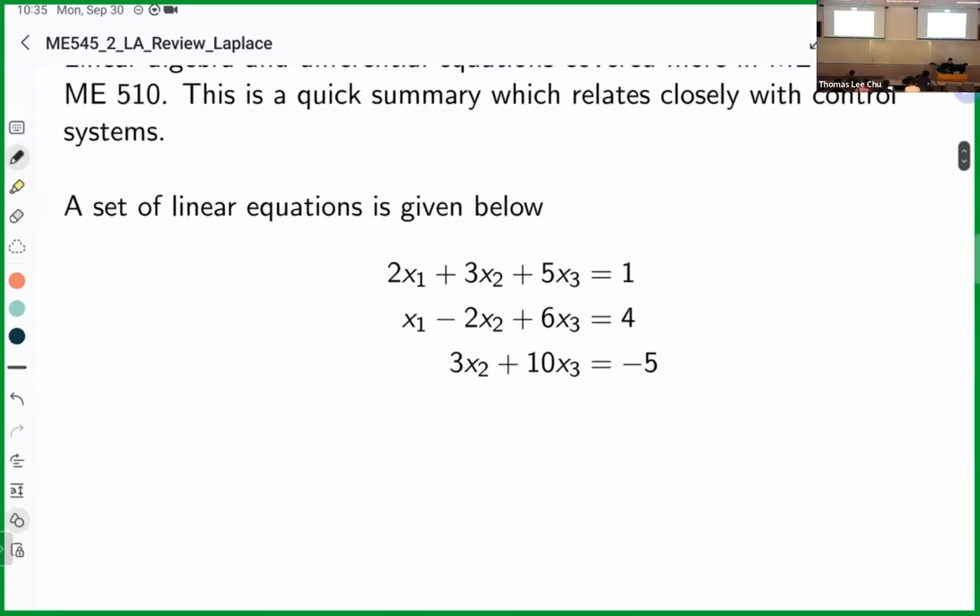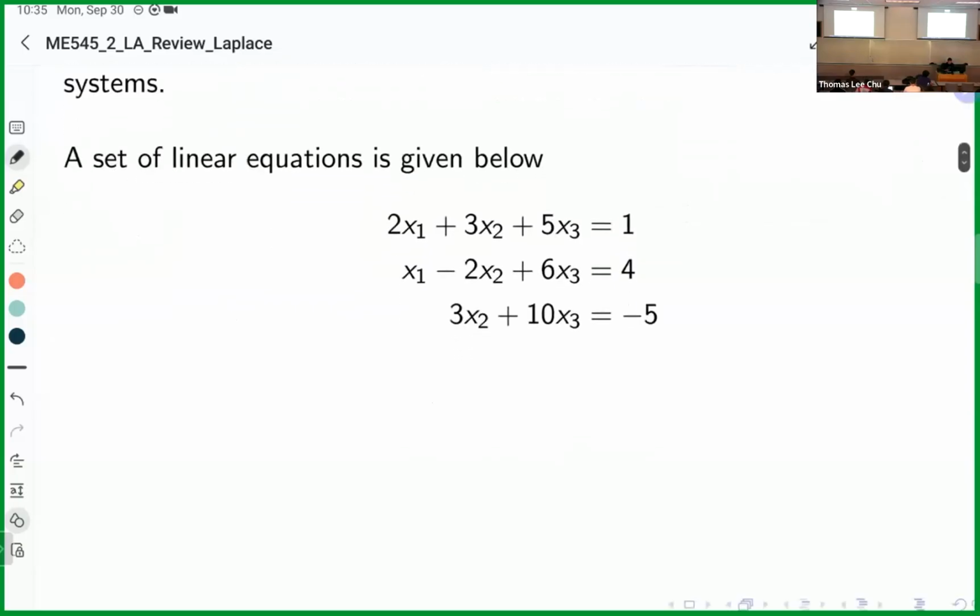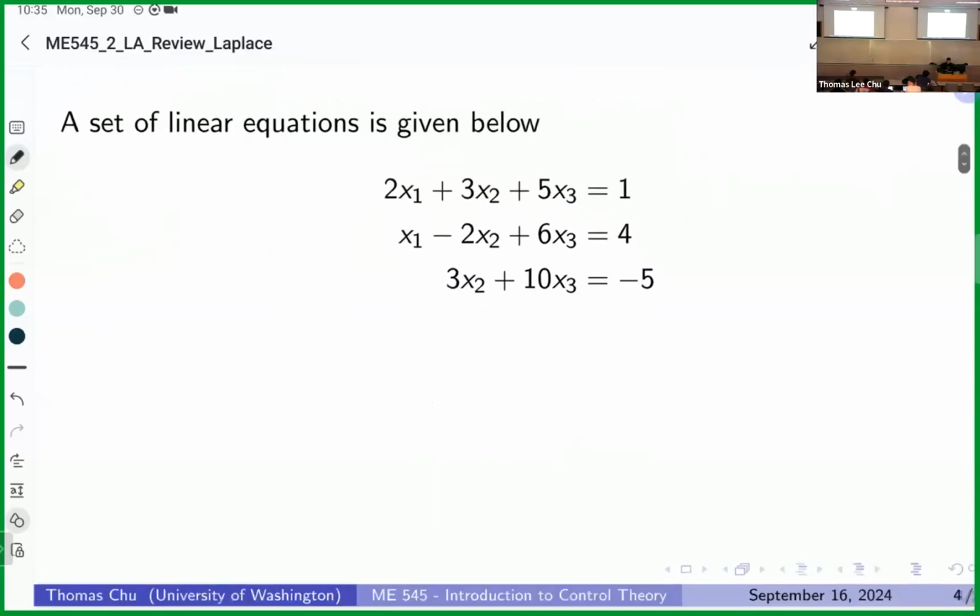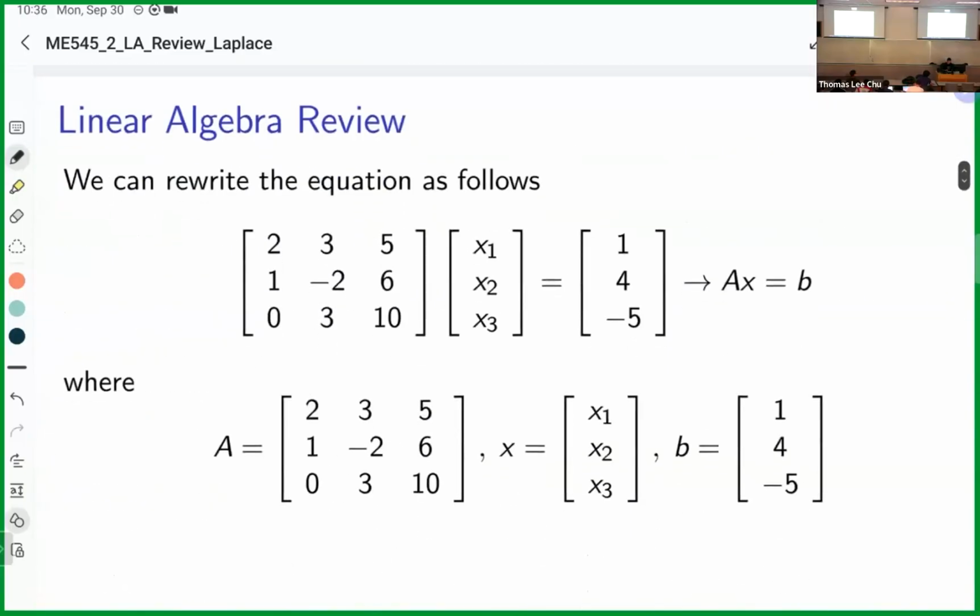So we have a set of linear equations given below. We can express this set of linear equations as a matrix. So we can rewrite the equations as follows, where this is our A matrix. This is our variable vector.